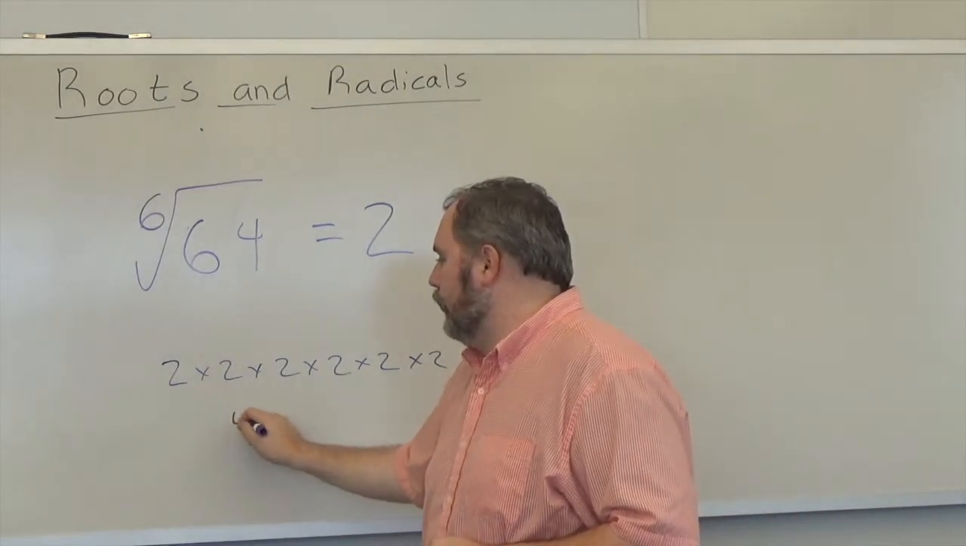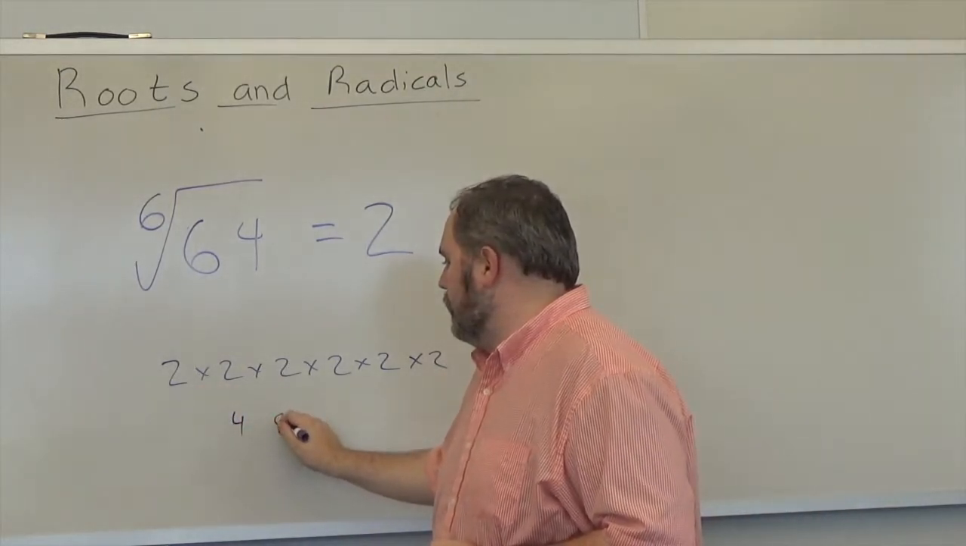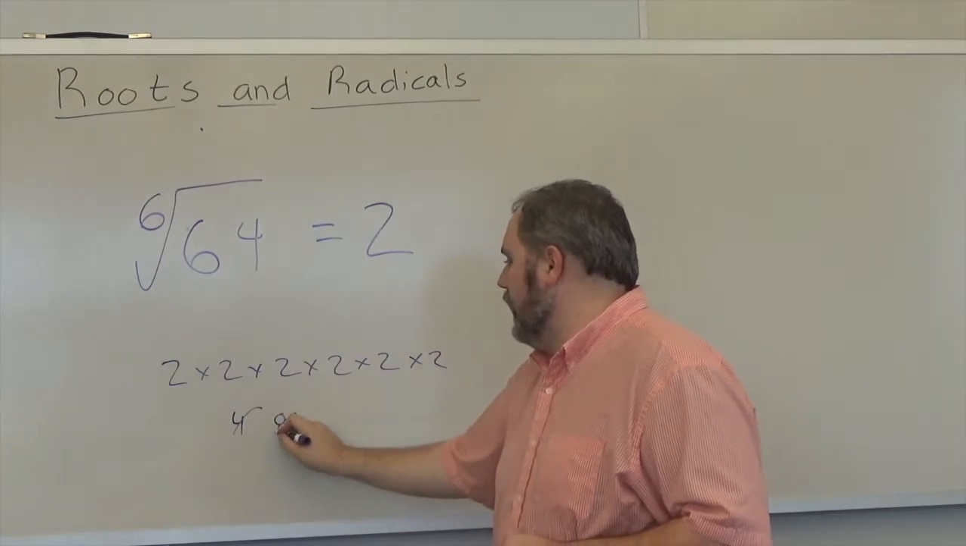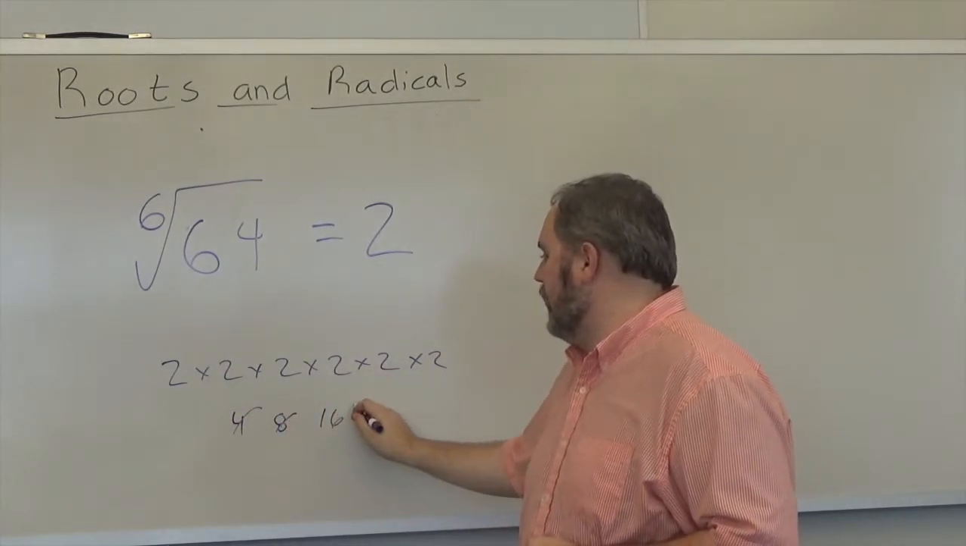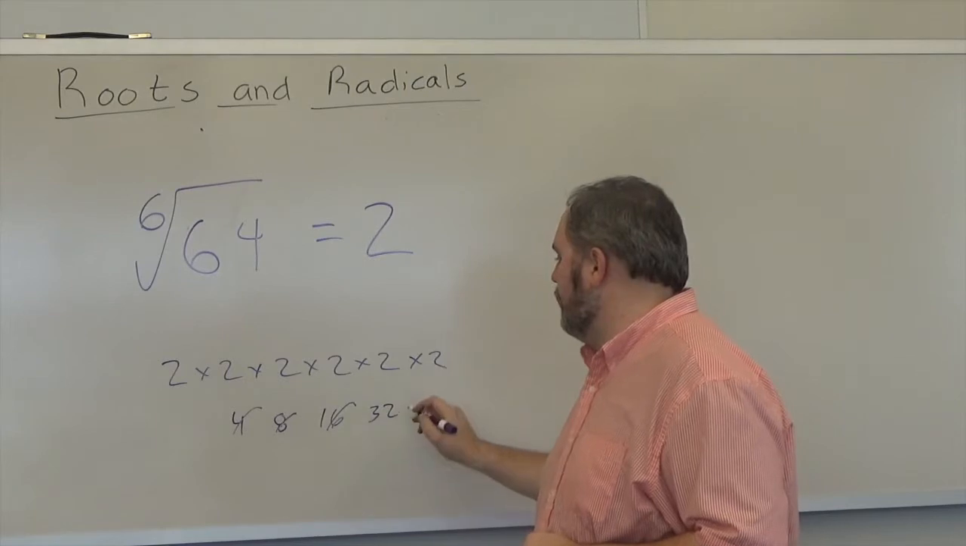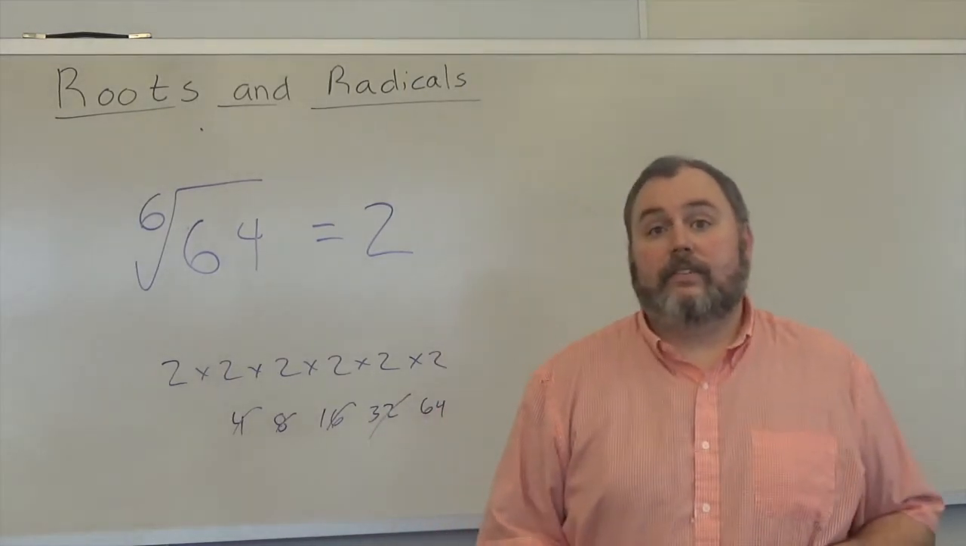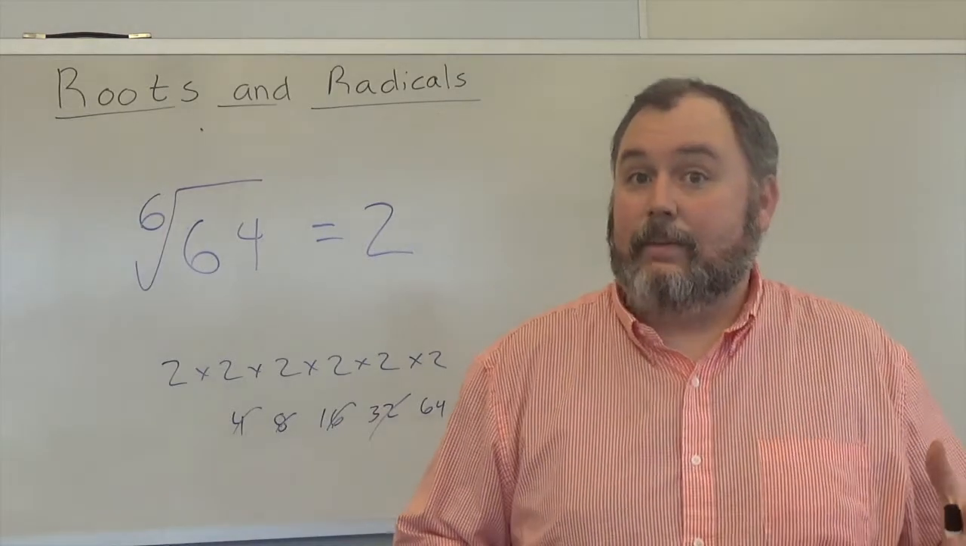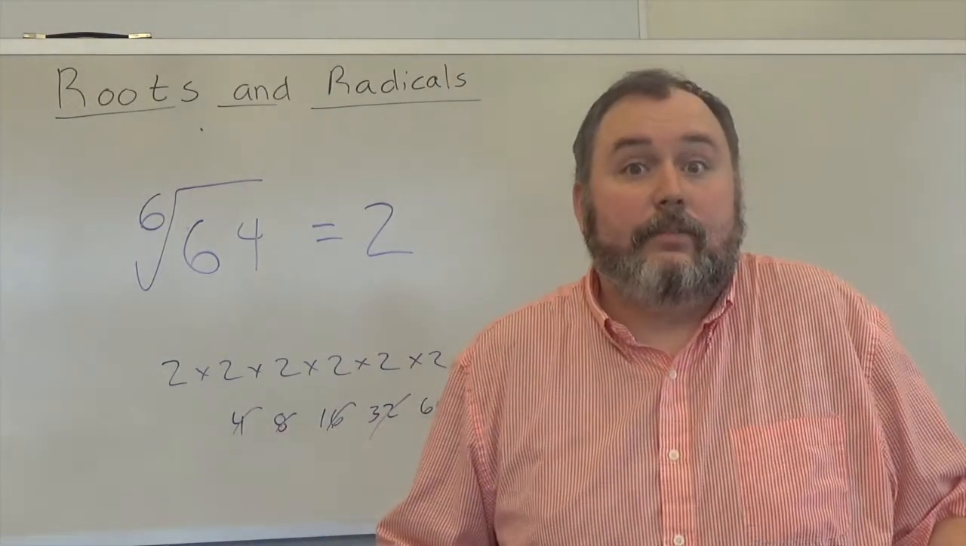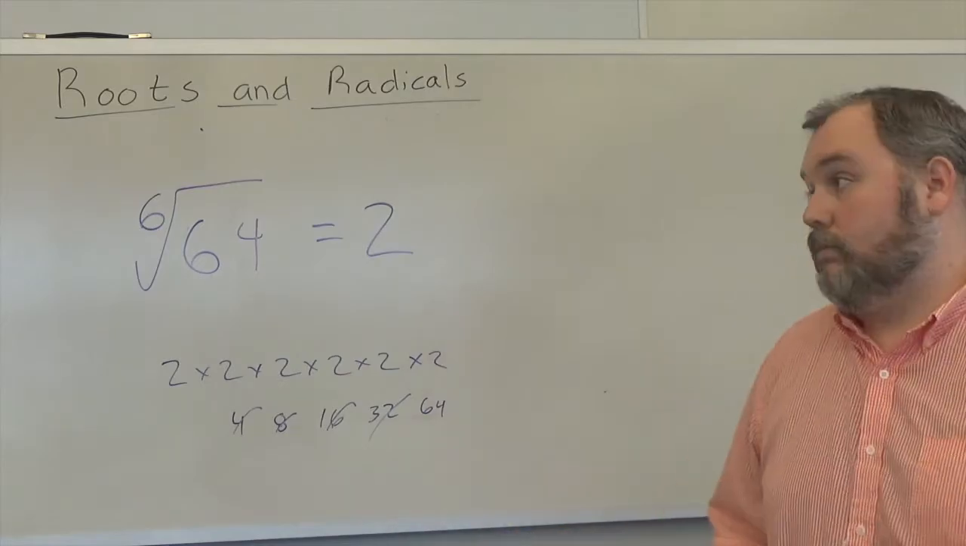2 times 2 is 4. Times 2 again gives me 8. Times 2 again gives me 16. Times 2 again gives me 32. Times my last 2, and I get 64. That's what this is asking. What number times itself n times gives you a?